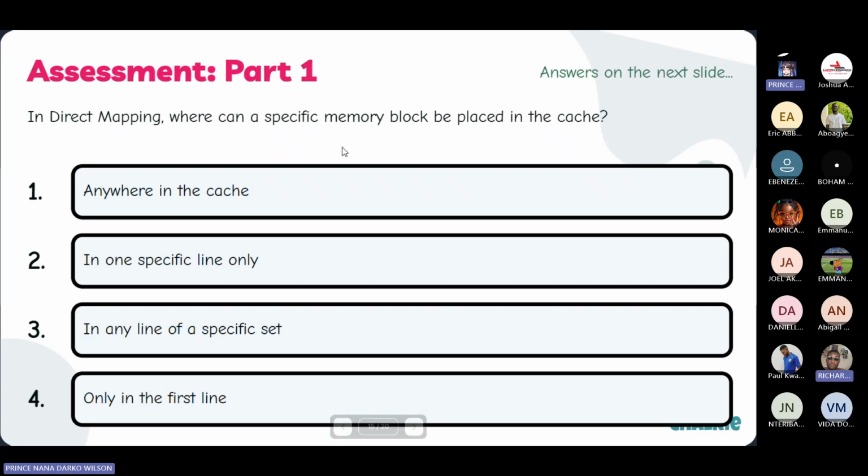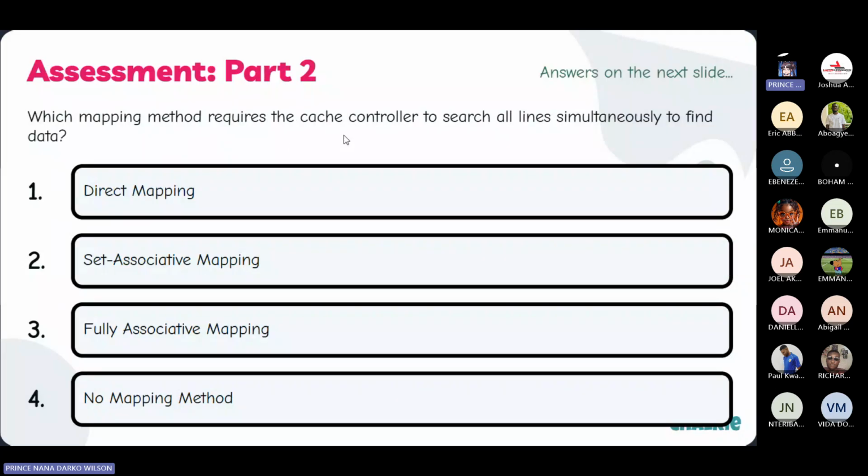The answer is 2. I think the answer is 2. It says in one specific line only. Yes, one specific line only. Excellent, excellent. So yes, you are right. The right answer is very good.